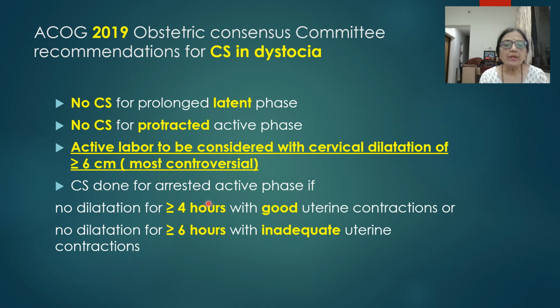Cesarean section is done for arrested active phase. The definition of arrest we have already seen and I am repeating it: if there is no dilatation for greater than or equal to 4 hours with good uterine contractions, or for greater than or equal to 6 hours with inadequate uterine contractions, then it is labeled as arrest, and we can do the cesarean section.